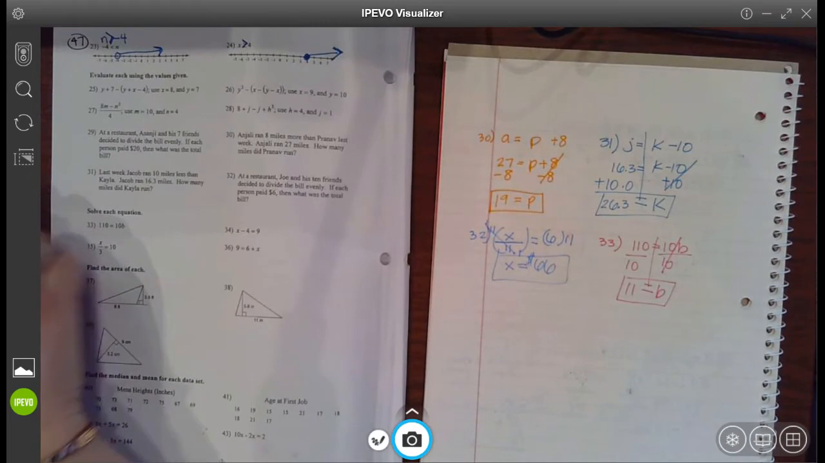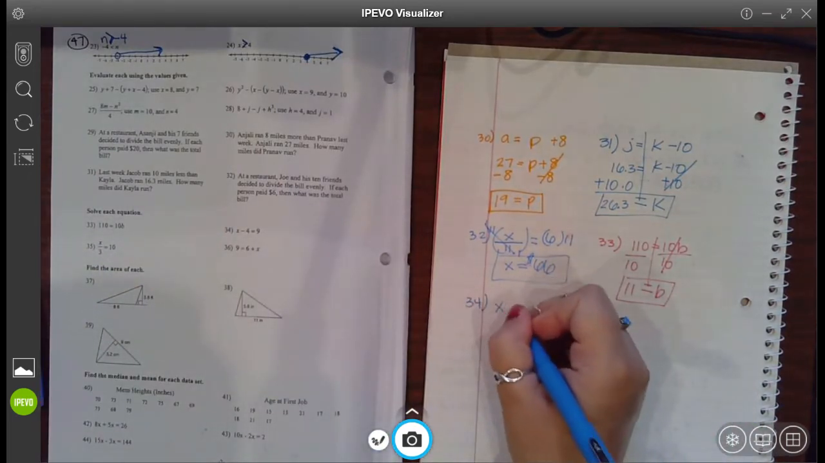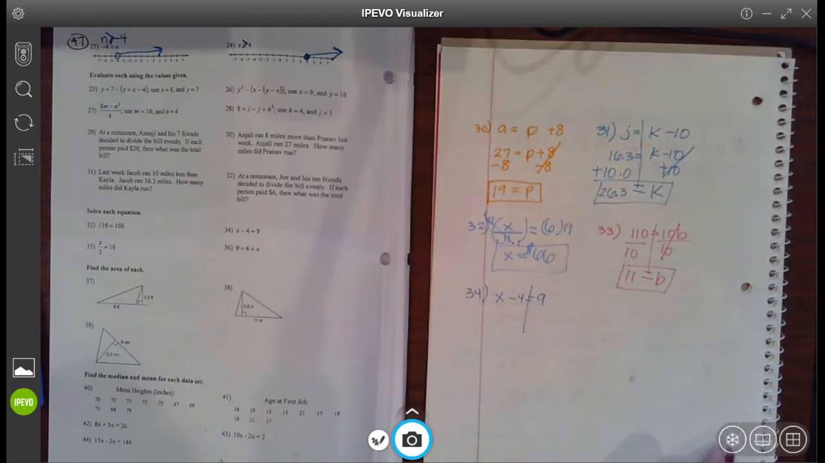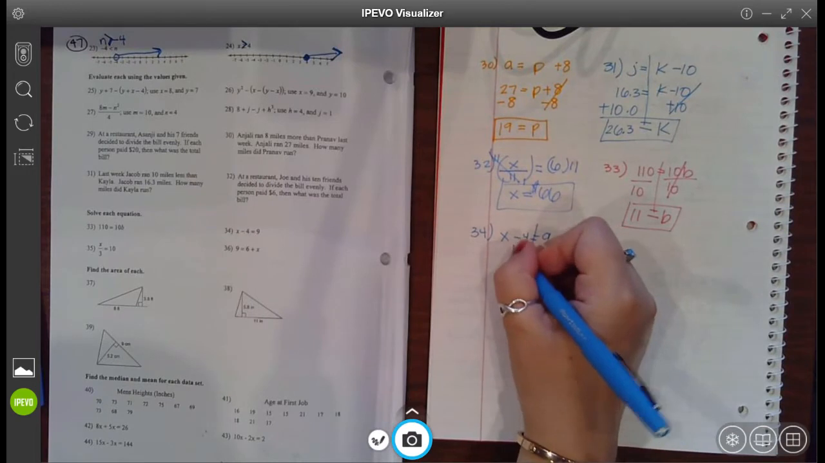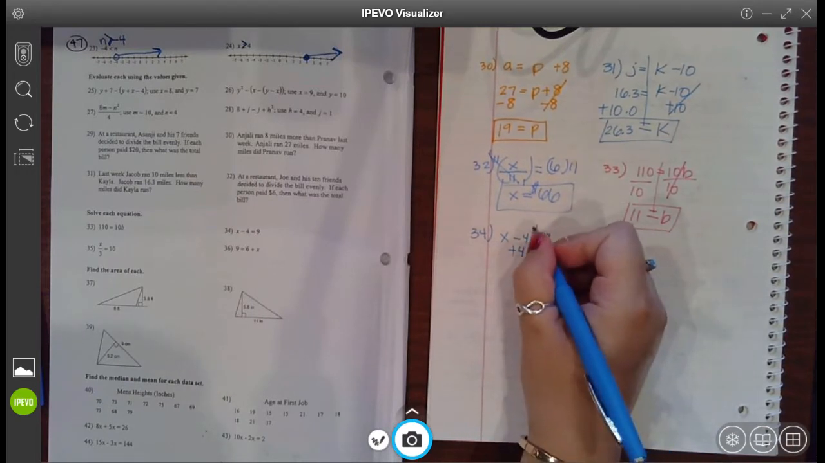Okay. For our next one, 34. X minus 4 equals 9. How do you get rid of the minus 4? Well, the inverse of subtracting 4 is to add 4. Whatever you do to one side, you got to do to the other. Now those cancel.